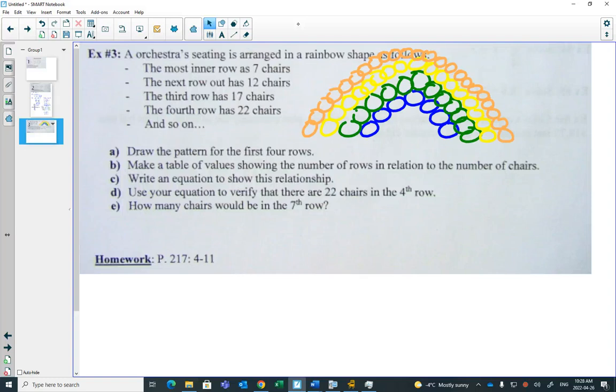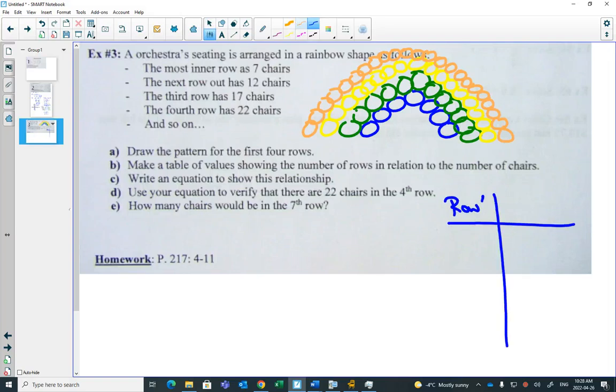So we've drawn our first 4 rows. Can we make a table of values? Are you okay with R for row as the first thing, and then C for chairs? Row 1 had 7 chairs. Row 2 had 12 chairs. Row 3 had 17 chairs. And row 4 had 22 chairs.